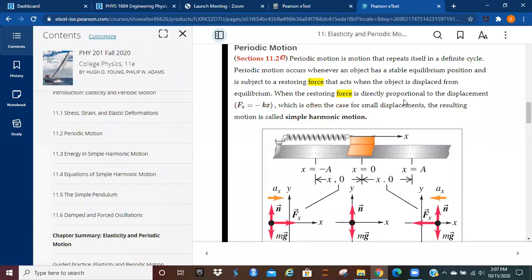Okay, in this part of the lecture, we're going to discuss section 11.2, which is periodic motion. Periodic motion is motion that repeats itself in a definite cycle. So periodic motion occurs when an object has a stable equilibrium position and is subject to a restoring force that acts when the object is displaced from equilibrium.